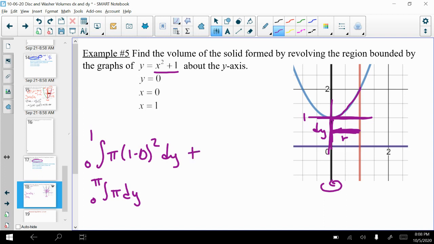And we're going to add to that the area, or the volume, that we're going to get from here. Now, the volume we get from here, this is a mess, right? So we need to take this big volume minus this small volume.